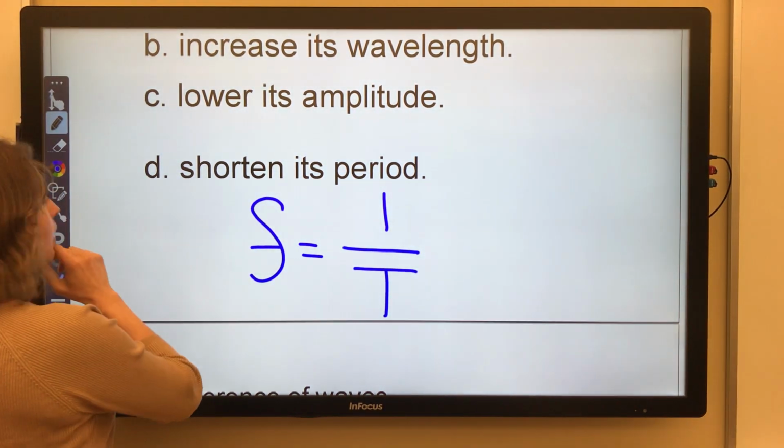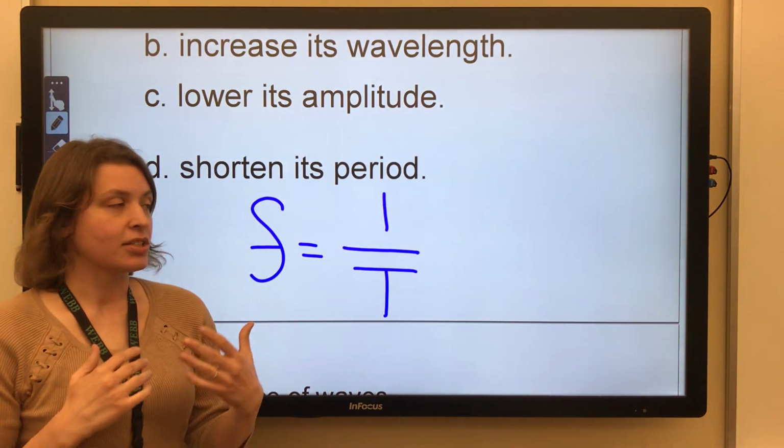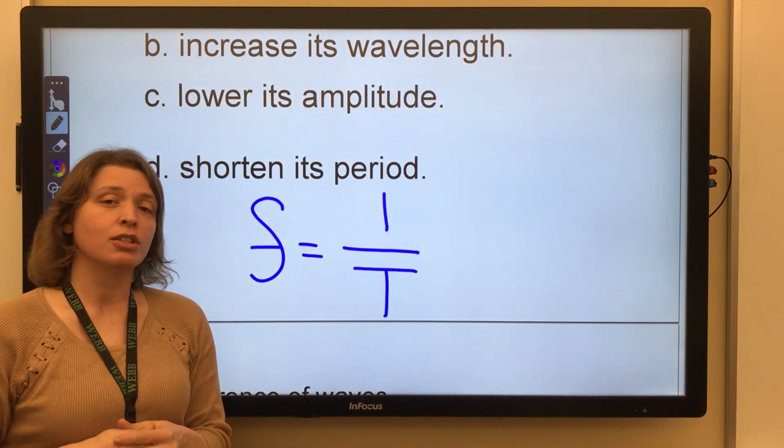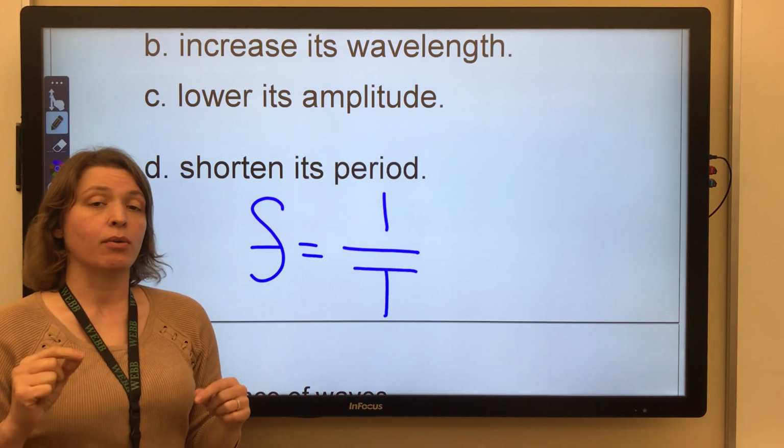All right. I think this is a good place to stop, now that we've defined some terminology for waves. Our next video is going to be about wave interference.